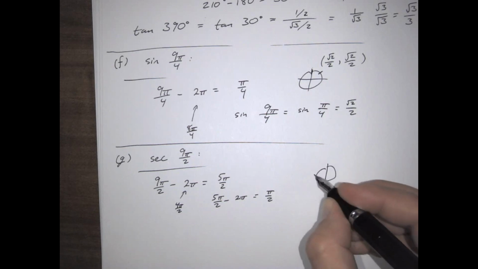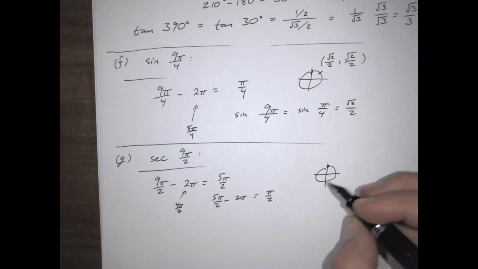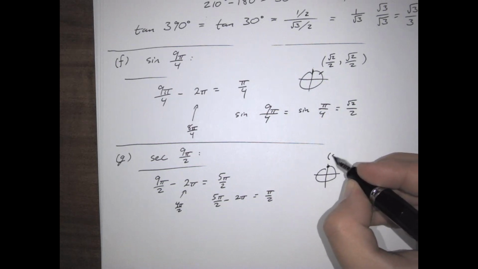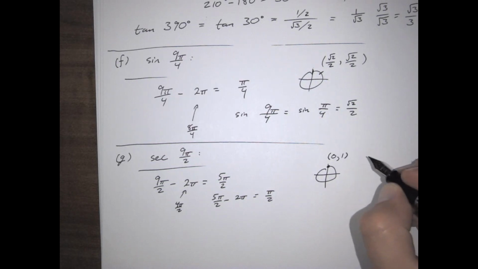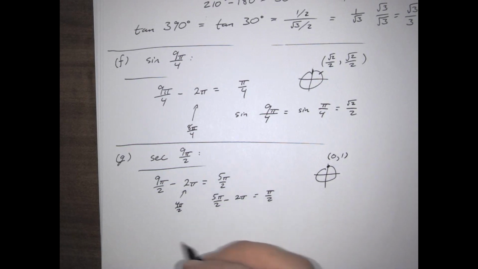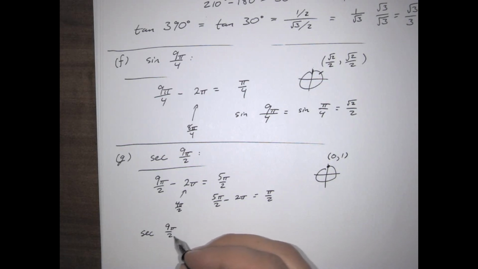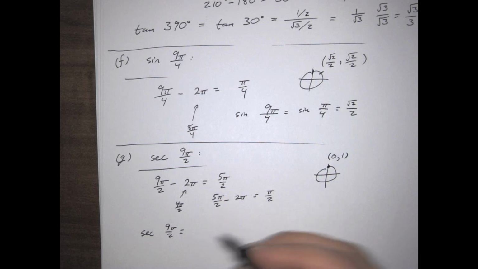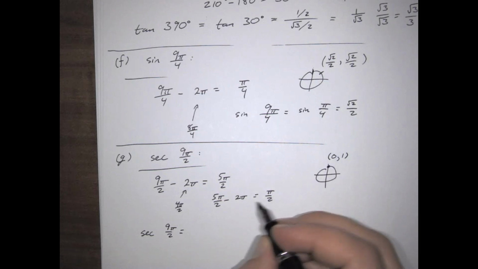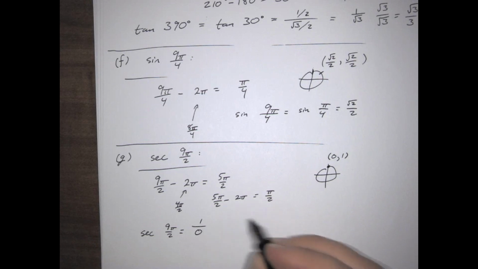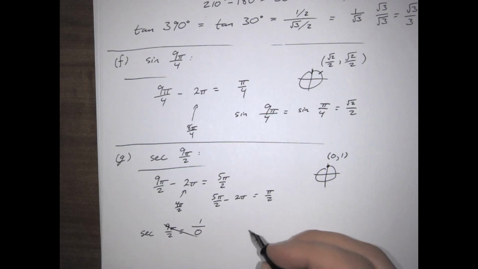Now let's think about that. Pi over 2, where is that? So pi over 2 is the same as 90 degrees, which puts us over here, which is 0 for x, 1 for y, which means that the secant of 9 pi over 2 is the same as the secant of just pi over 2, which is 1 over 0, which is undefined.